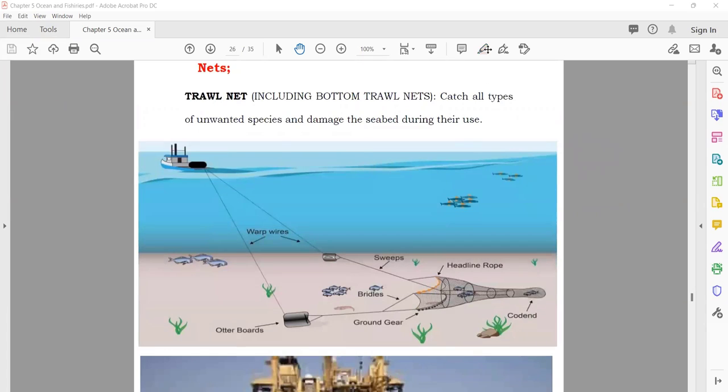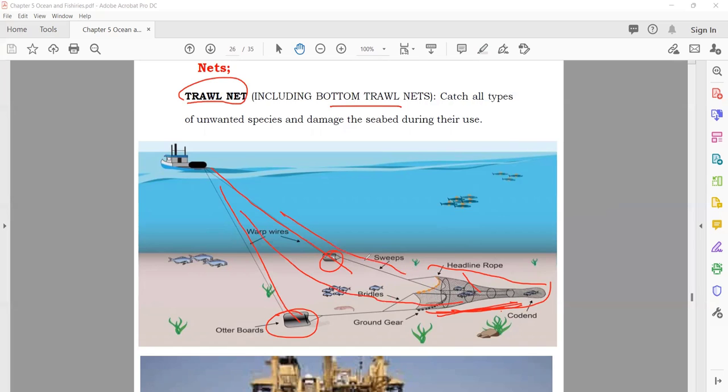Nets. Now we talk about the different types of nets which are used for fishing. First of all is the trawl net, including the bottom trawl net. You can see here, this is the trawl net. Here you take two ropes, and there is a weight here. You put it down and it sits at the bottom. Then you push it and it goes like this, and it catches whatever comes in it and takes it to the ship.